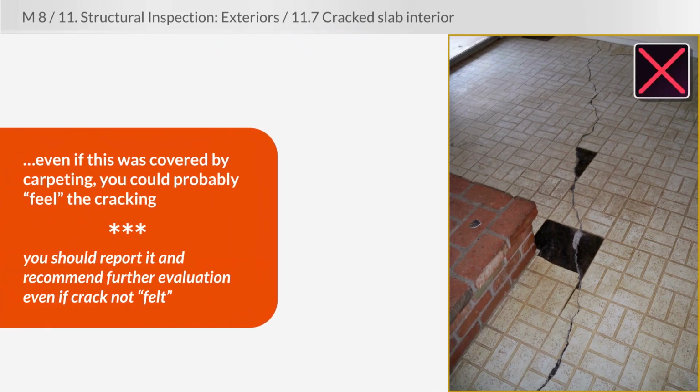When we go inside the house, you see that and you know that the crack is all the way through the slab. This slab is moving around. Even if this had been covered by carpeting, you could probably feel the crack through the carpet. You would know where to look based on what you'd seen outside and literally just feel around through the carpet. So you have to report this and recommend further evaluation, even if you didn't feel the crack through the carpet. And the way it actually was on this home, wide open, easy to see the crack, we recommended further review by a licensed structural engineer.